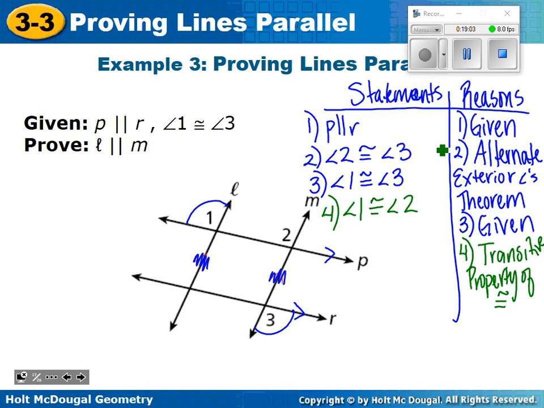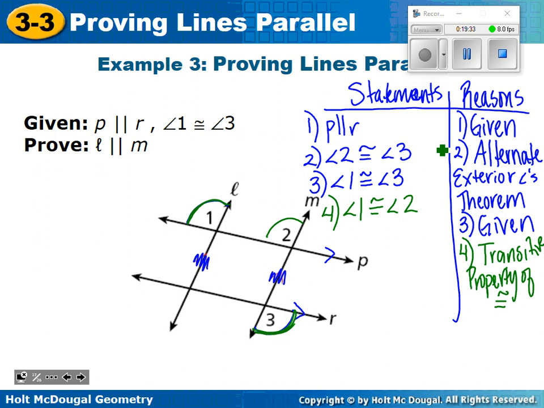Okay, so let's mark that in our picture. We had 2 was congruent to 3. So I'm going to go ahead and mark that. 2 is congruent to 3. We had 1 was congruent to 3. And now we have 1's congruent to 2. So now we have all of these angles are basically congruent to each other, right? Our goal is to prove L parallel to M. So now look at the lines L and M. What kind of angles do we have here?